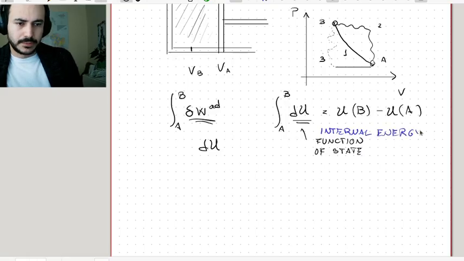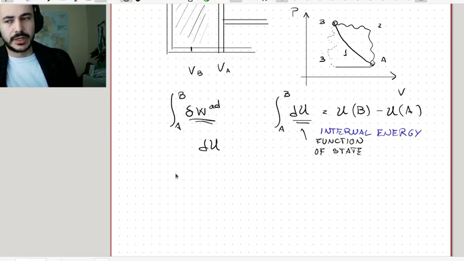Before, I told you that functions of state are properties for which it makes sense to state how much of that property the system has. It doesn't make sense to say how much work a system has when it's in one state, but it does make sense to say how much internal energy it has. You can compare the internal energies of different equilibrium states of a system.